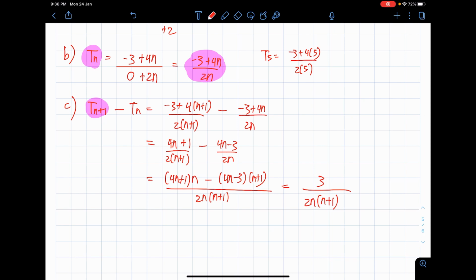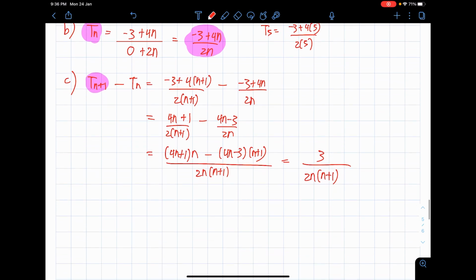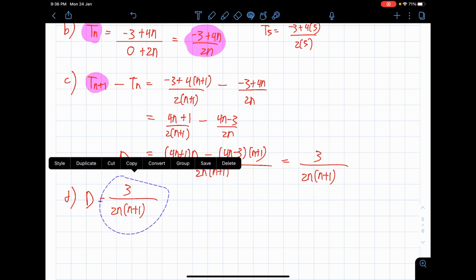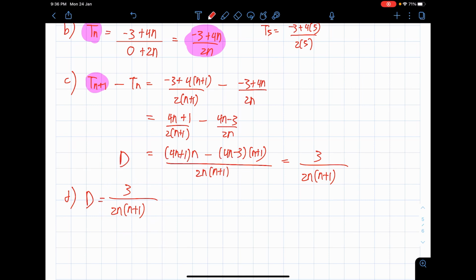Explain why the difference between two consecutive terms of the sequence is always less than 1. The difference is always less than 1. This question, part C, is asking about the difference, right? So we already got the difference. This is the expression of the difference, D. Then the question asks you to explain why it is always less than 1.